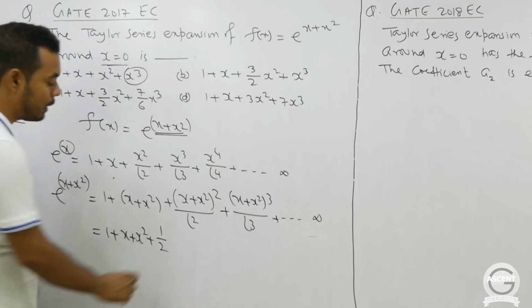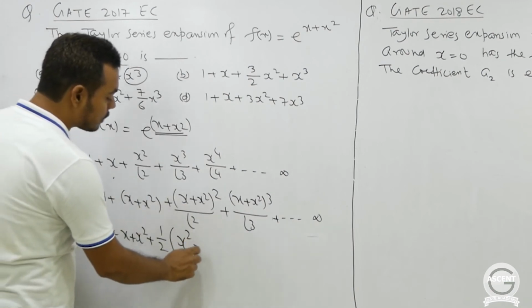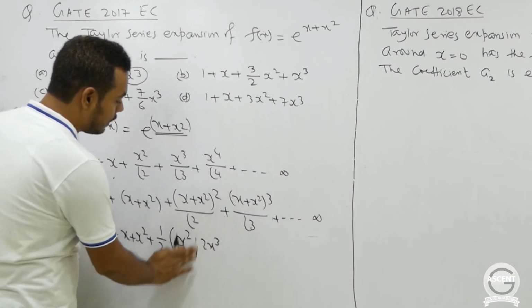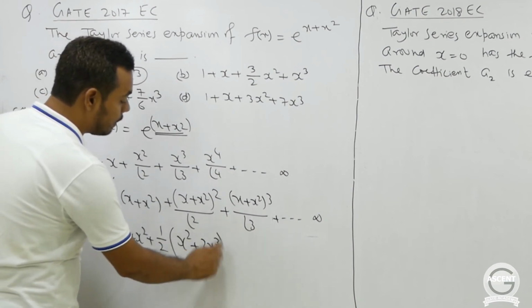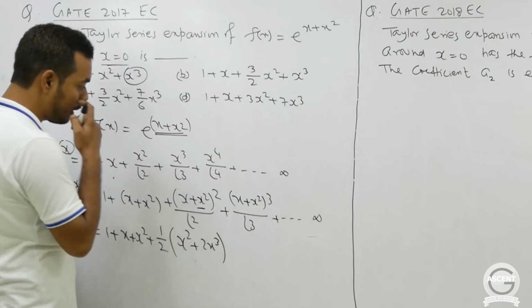So this will give us 1 by 2. Here we are going to use the formula of a plus b square. So I'll get a square plus 2ab plus b square. Now b square will be x to the power 4. So we don't need to write x to the power 4 here.